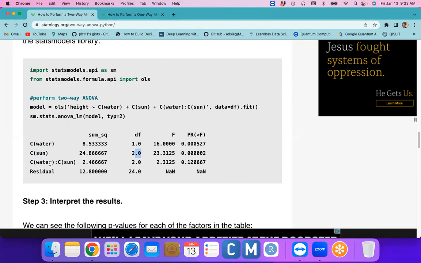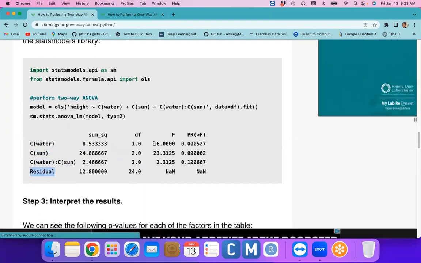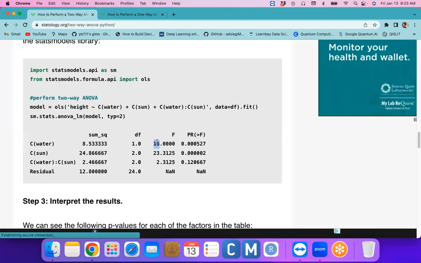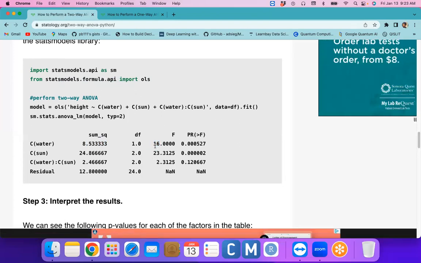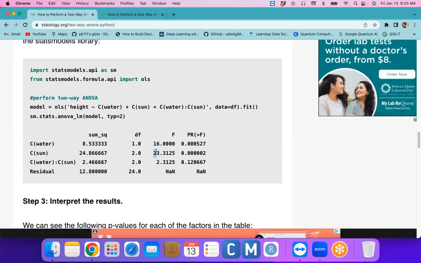For the water and sun interaction, 1 times 2 is 2 only. Then this is the residual. So we have water, sun, and the interaction of water and sun, and this is your residual error. Then the F value of water, the F value for sun, and the F value of interaction. The residual has no F value, because the F value is calculated from the mean square, that is the sum of squares divided by df. This is the mean square error.